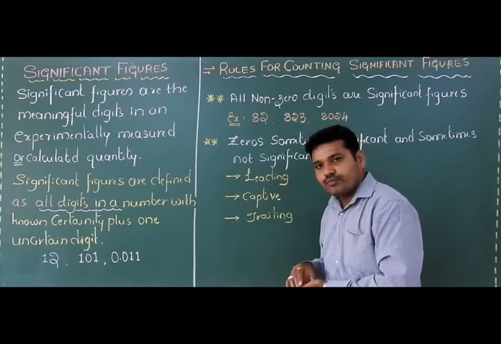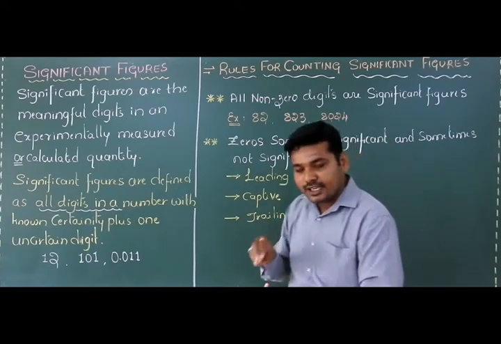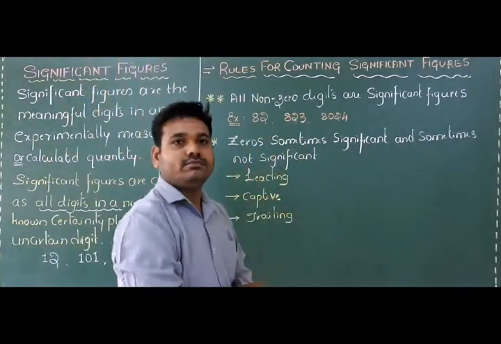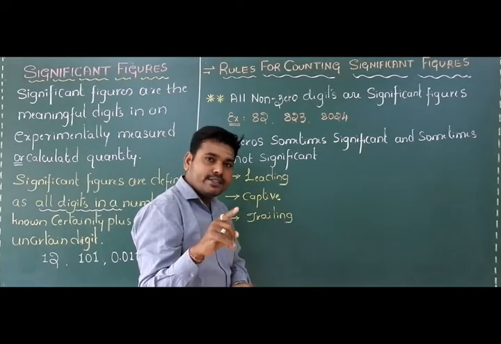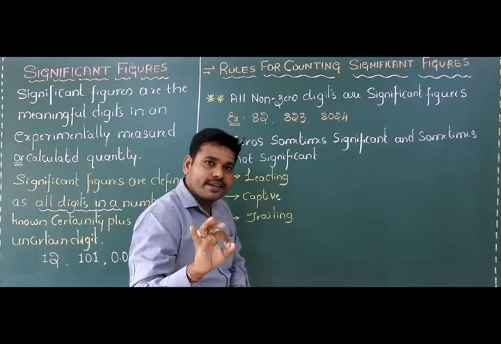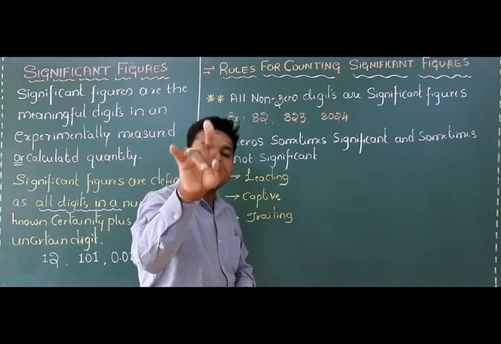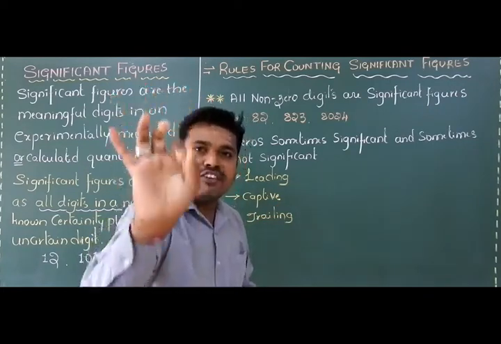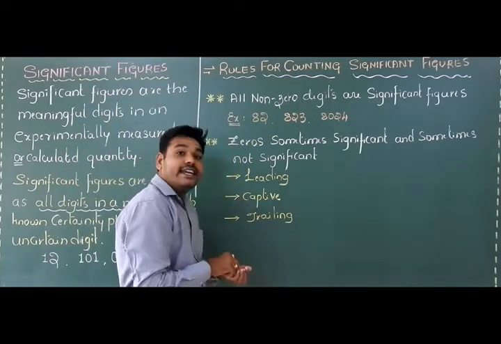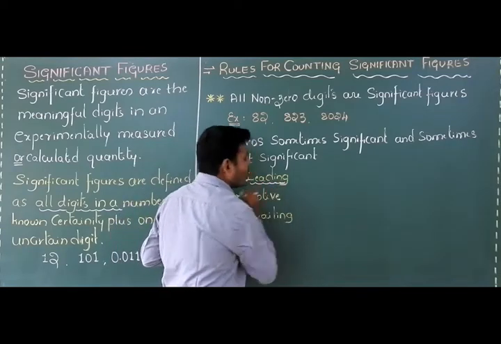So leading zeros. Leading zeros means the zeros which are present before the first non-zero digit. So what is meant by leading zero, students? The zeros which are present to the left hand side of the number, or the zeros which are present before the first non-zero digit. Such types of zeros are called leading zeros, students. Please remember these three different types of zeros.